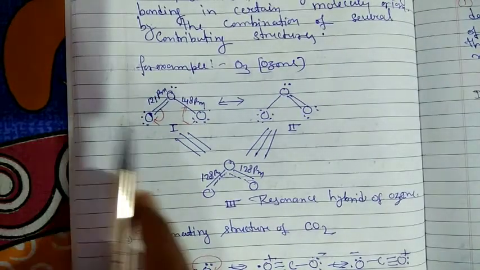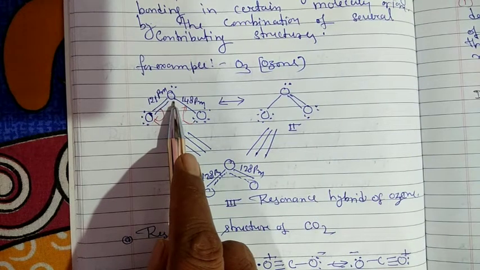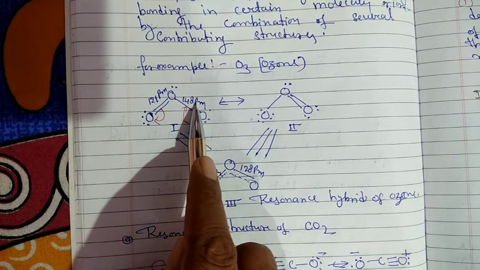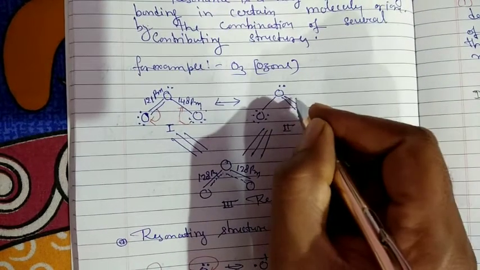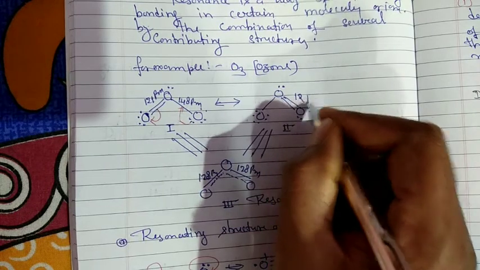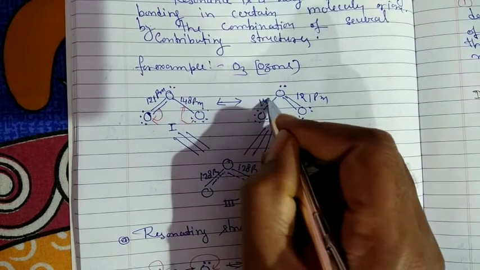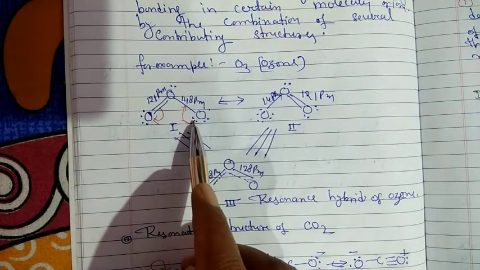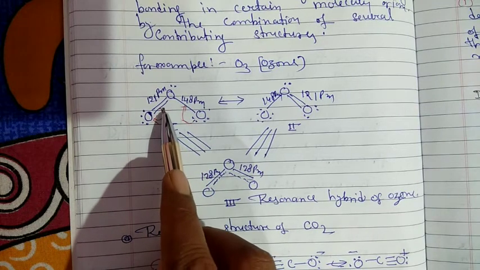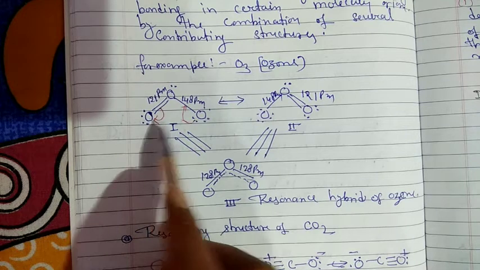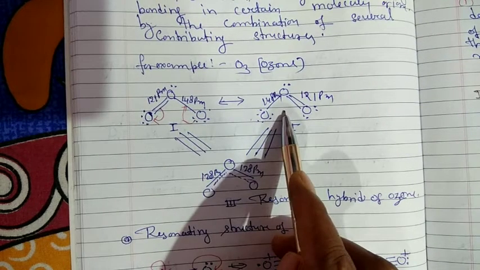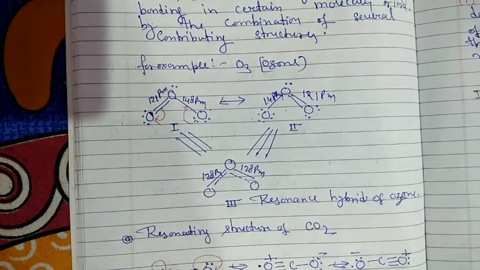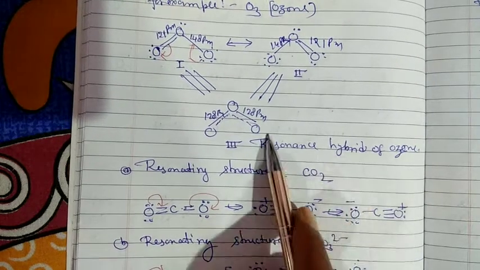We represent 3 oxygen atoms in this manner. Their bond length is 121 picometer and single bond 148 picometer. This bond length also here, 121 picometer and 148 picometer. So the transfer of electron in lone pair and multiple bonds as a lone pair. In both directions, two resonating structures are possible, and mixing of two resonating structures forms the hybrid structure of O3. This is the resonance hybrid structure of ozone.